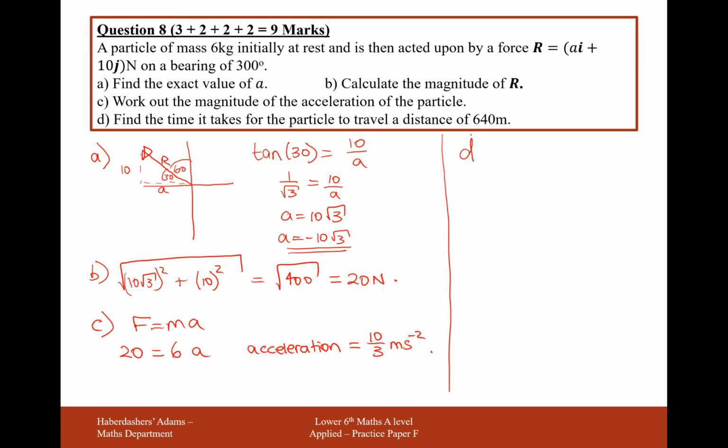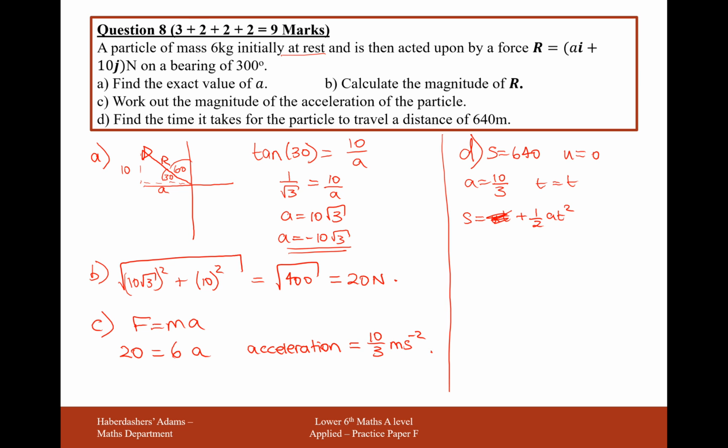Okay, so part D now is to find the time it takes for the particle to travel a distance of 640 meters. So a bit of suvat here. S equals 640, initially from rest. Acceleration is 10 over 3, and we want to work out the time. So in this case here, it's going to be S equals ut plus half at squared.